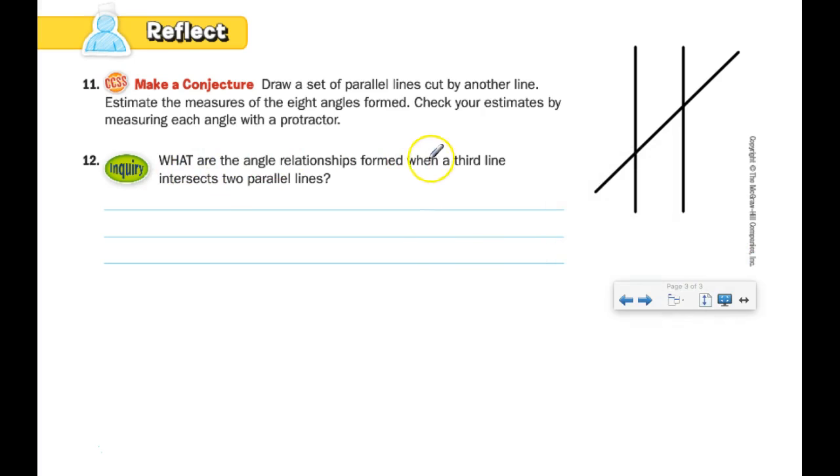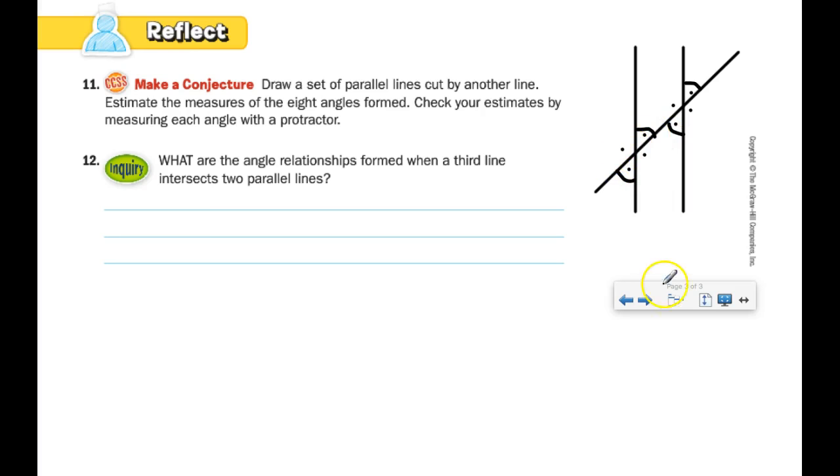What are the angle relationships formed when a third line intersects 2 parallel lines? Okay, angle relationships. Well, you basically have how many angles? 1, 2, 3, 4, 5, 6, 7, 8. 8 total angles, right? Which means 4 pairs. So you have these two. Here, let me make the markings like we're supposed to. These two are congruent, correct, and these two are congruent, which means they're also all congruent to each other. Alright, so you have 4 congruent angles, which are also supplementary.